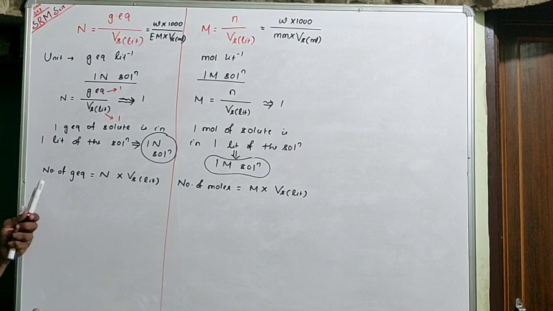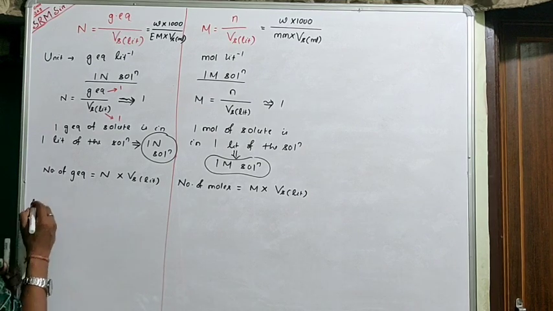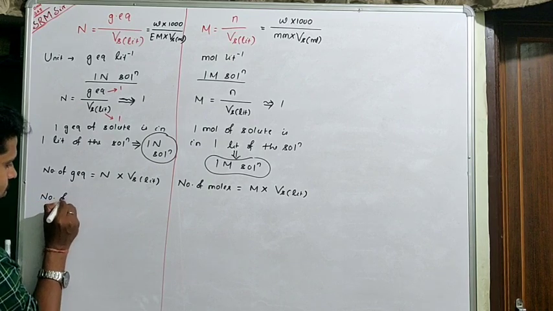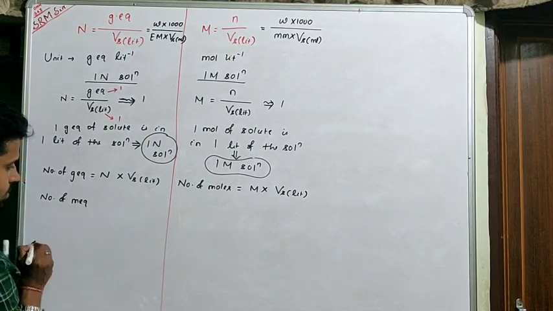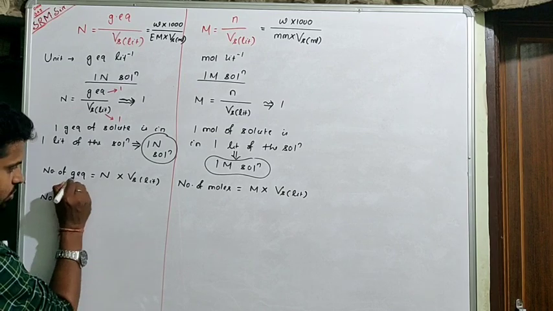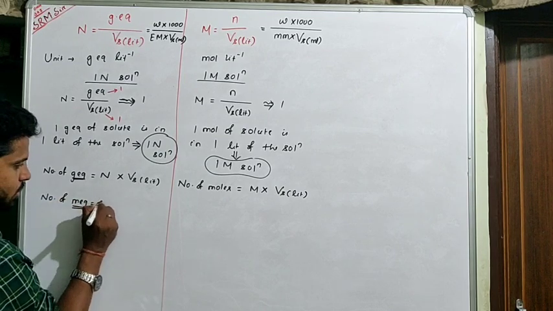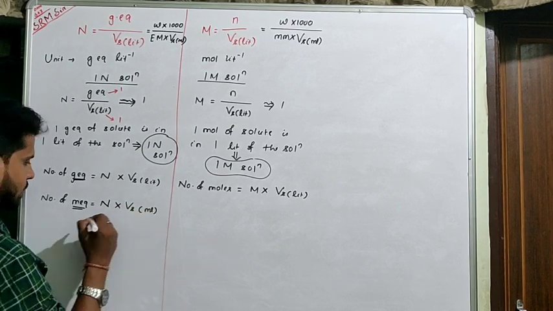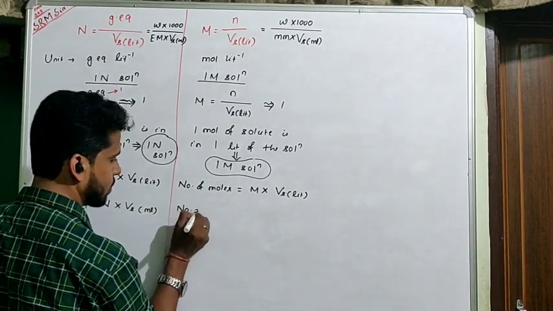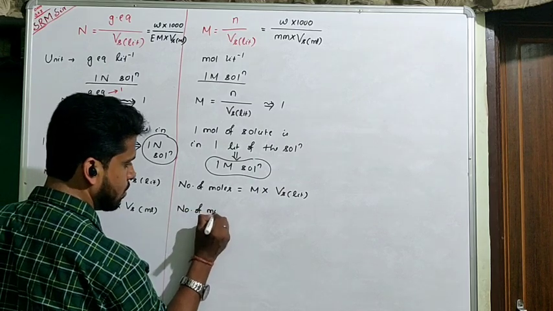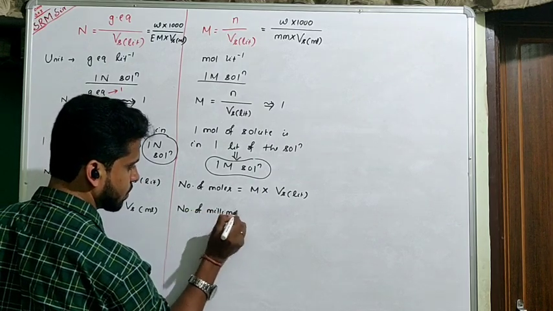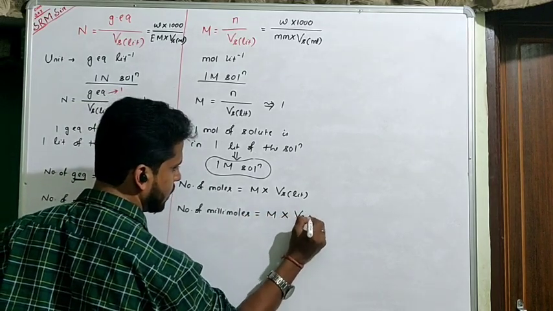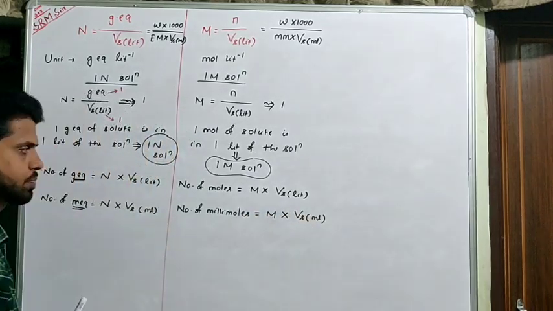Right? Then if I am writing number of milli equivalents of the solute, this is nothing but normality into Vs milliliter, and number of millimoles is nothing but molarity into Vs ml.